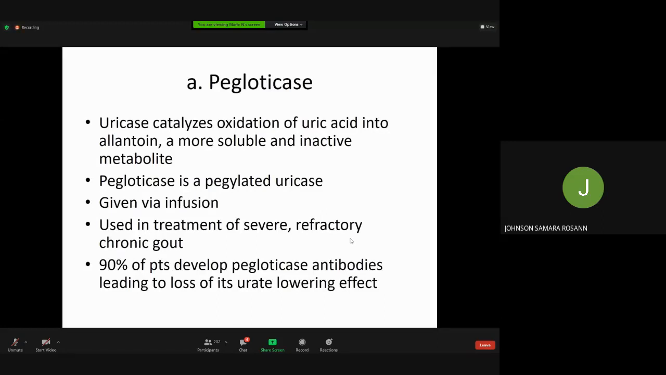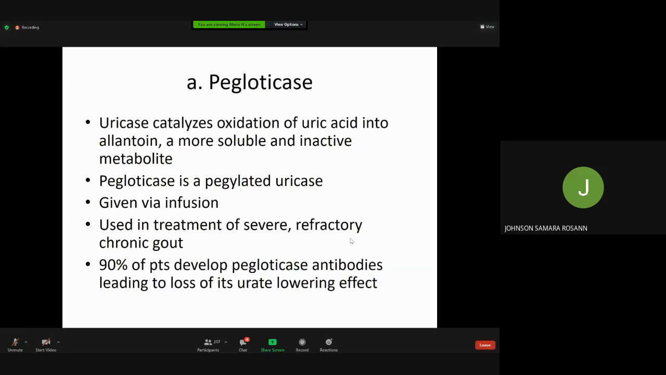Now, these agents, first of all, let me mention, are very rare in Kenya and very expensive. So these will be patients who are at the end of the spectrum. You've tried all the drugs we've talked about before and you're not getting anywhere. Now, we're calling that refractory hyperuricemia. Then you can get to pegloticase. We've already talked about this. Uricase will catalyze oxidation of uric acid into allantoin. It's more soluble, easily excreted, and it's also inactive.